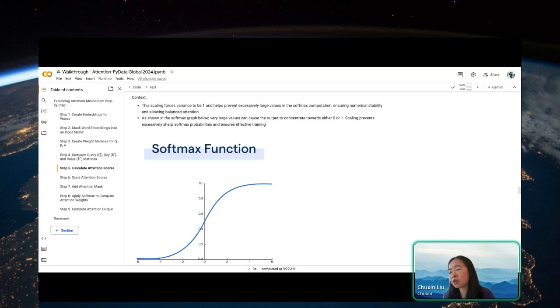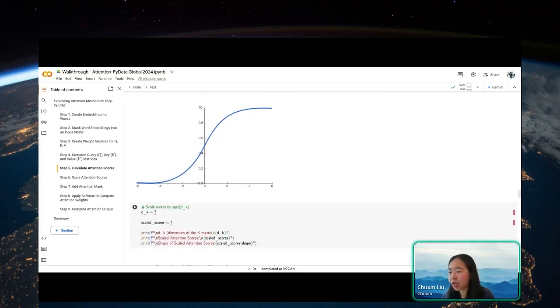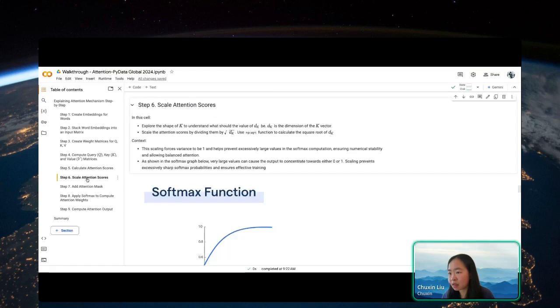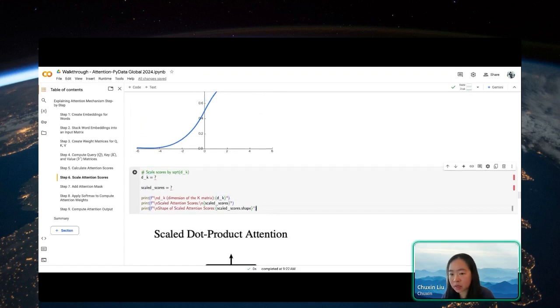Another reason why we scale by the square root of dk is that we want to bring the variance to 1. So it's normalization or standardization. Okay, so let's go ahead and implement step 6. And then let us know once you're done.